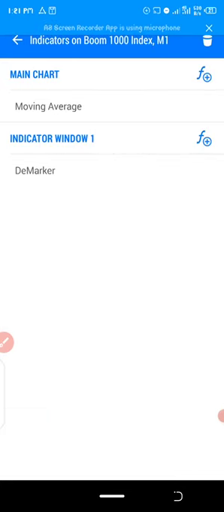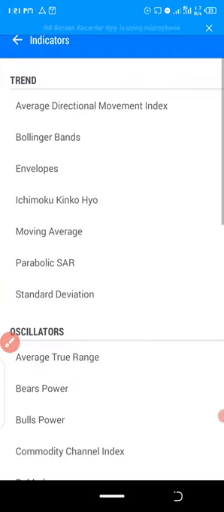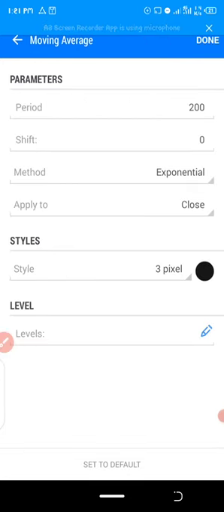So what is that secret indicator? You might have caught a glimpse of it. The indicator is called the DeMarker. Let me show you how to set this. I'll click on the F button, go to my moving average, and this is how I set my moving average: the common default setting, the 200 exponential. Then you click on done.